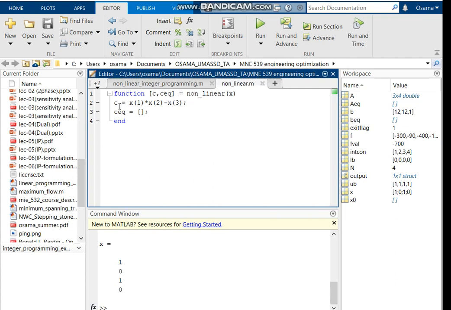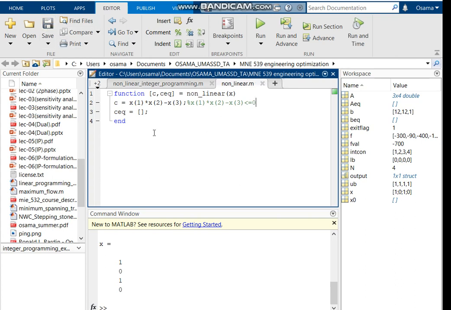So in our problem, C is equal to x1 multiplied by x2 minus x3. This constraint will be recognized within MATLAB as x1 multiplied by x2 minus x3 is less than or equal to 0. But the other one, C equal, will recognize it as x1 by x2 minus x3 is equal to 0, which we didn't have in our problem.